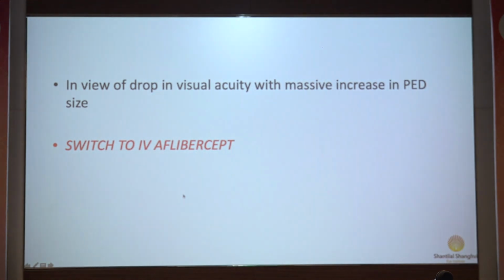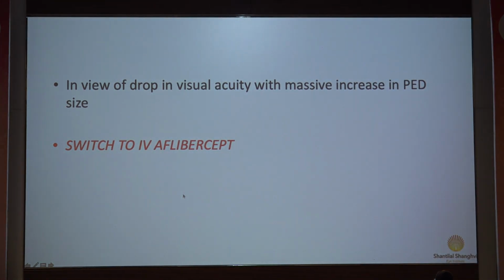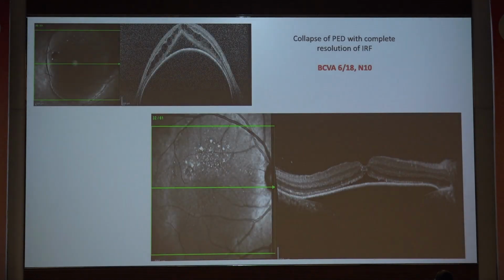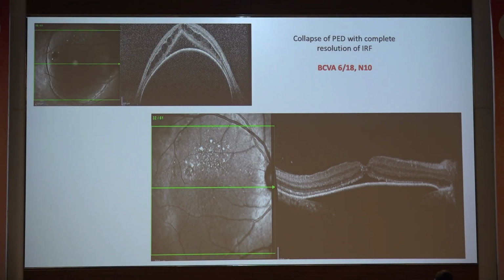So in view of the drop in the visual acuity with a massive increase in size of the PED, I switched the patient to aflibercept. Thankfully the patient responded very well to aflibercept, and after a month his visual acuity improved to 6/18 and 10. There was almost near total collapse of the PED and dissolution of the intraretinal fluid with presence of an early focal choroidal excavation at the posterior pole.